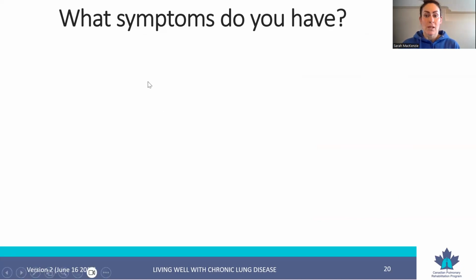Everybody's lung disease looks a little bit different. Even if you have the same diagnosis with the same severity, how you present on a day-to-day and the things that you have to deal with are very individual, okay? So here's what some previous participants have said they deal with. Shortness of breath. So this might be doing certain activities. This might be at different times during the day.